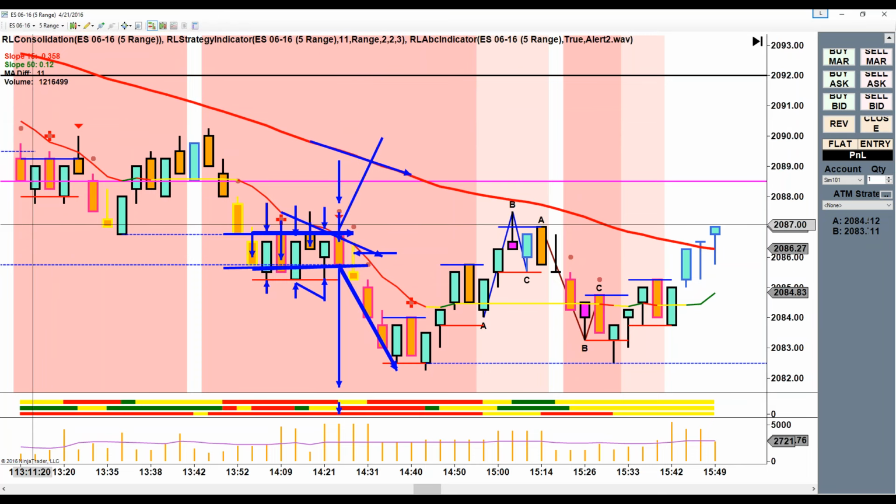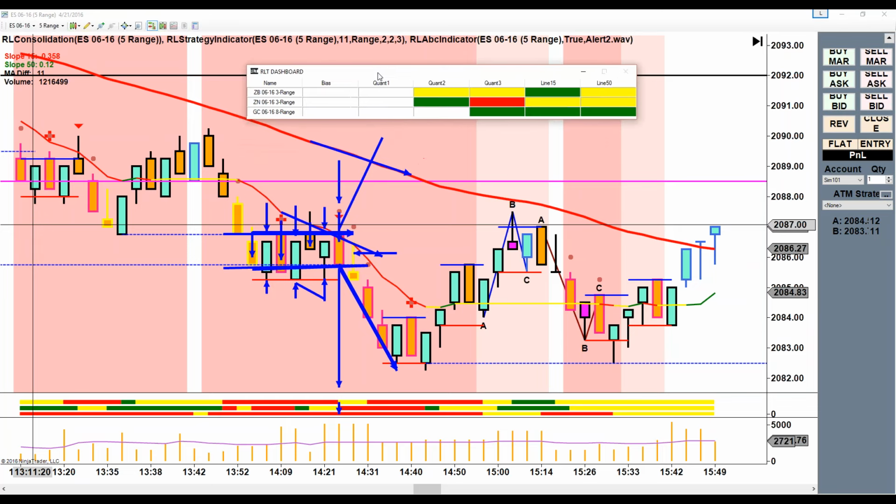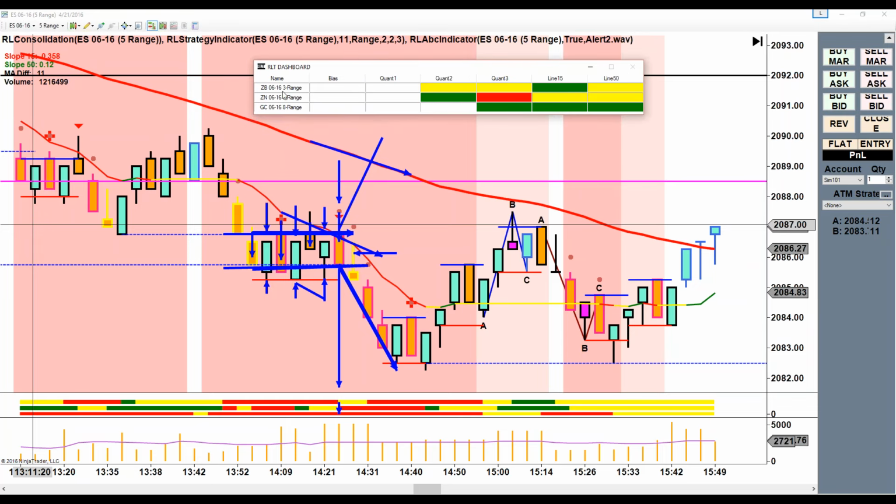Now, I'm going to show you our dashboard, and it's almost not even fair to call it a beta, because it's even pre-beta, although we're going to have it released probably by the end of the week. Now, here's what it is. You can put as many markets on here as you want.